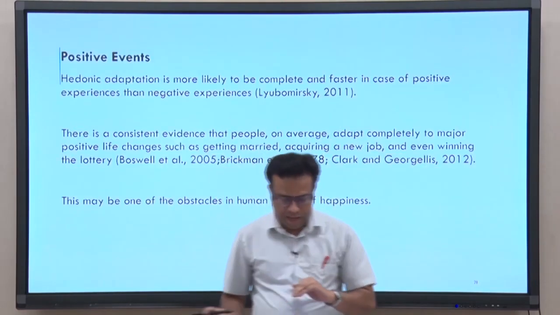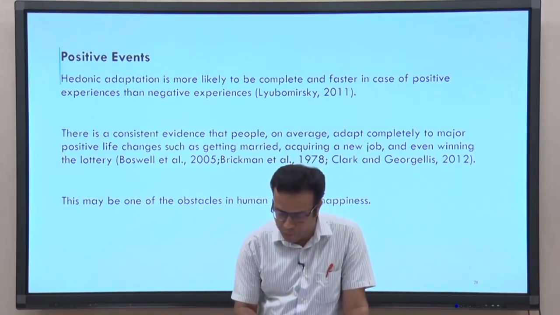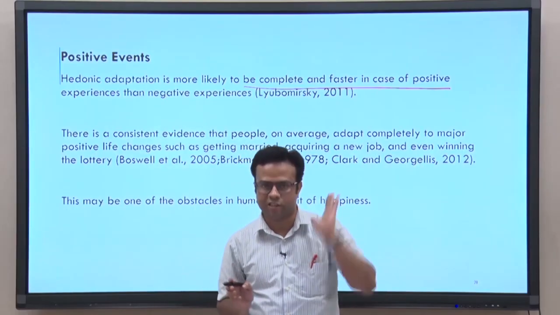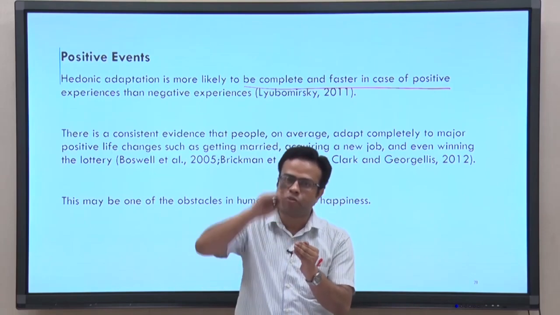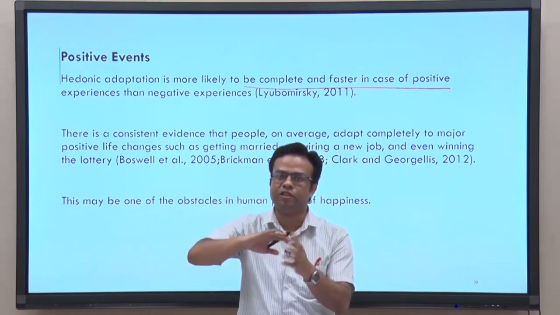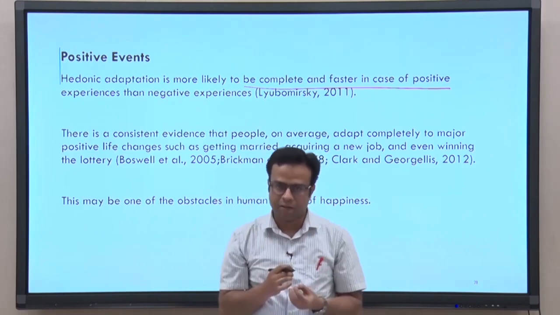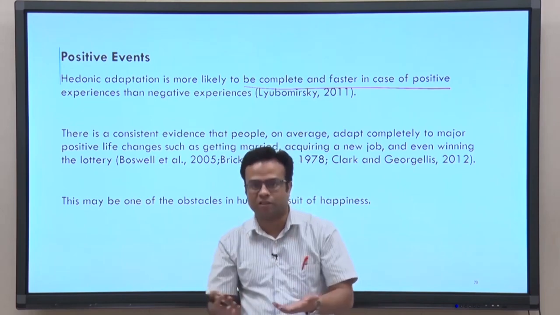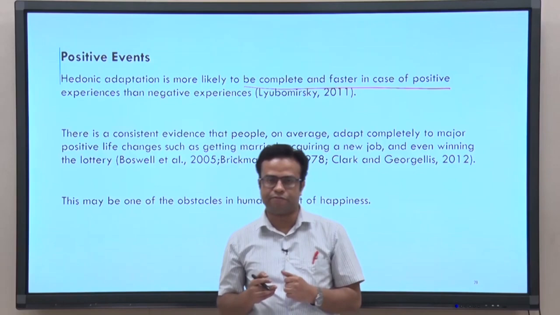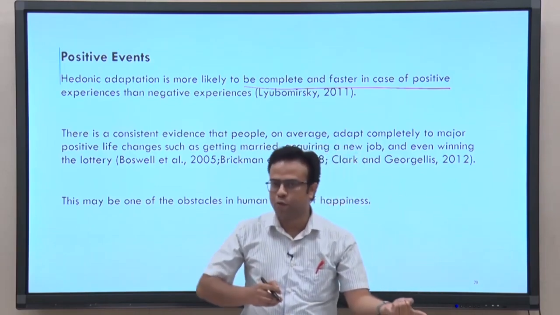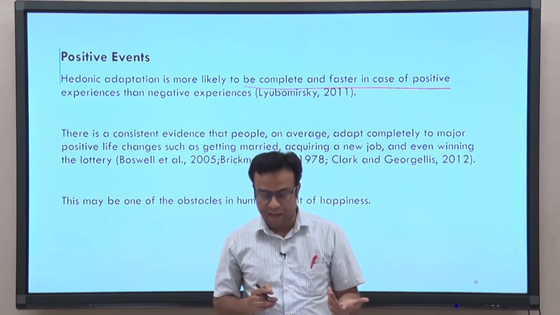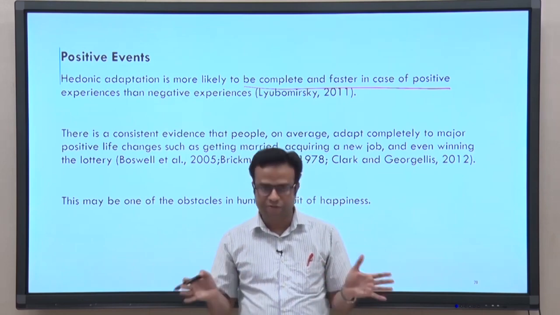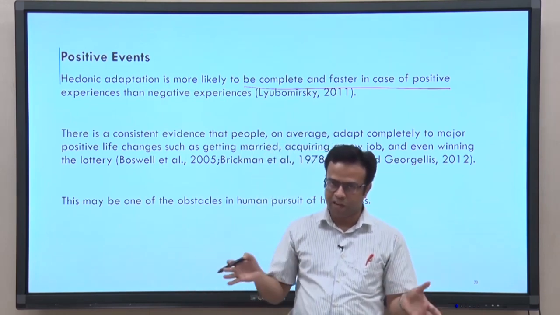For positive events, research generally shows that hedonic adaptation is more complete and faster. For any positive event, research shows that people adapt to all positive changes in their life. The happiness, or the increase in positive emotion, did not last; it generally comes back for almost all positive changes in a human's life, and much faster. People quickly adapt to positive changes, whereas in the case of negative emotions people generally take much more time, and in many cases it is not complete adaptation, but in positive cases adaptation is much more complete as well as faster.